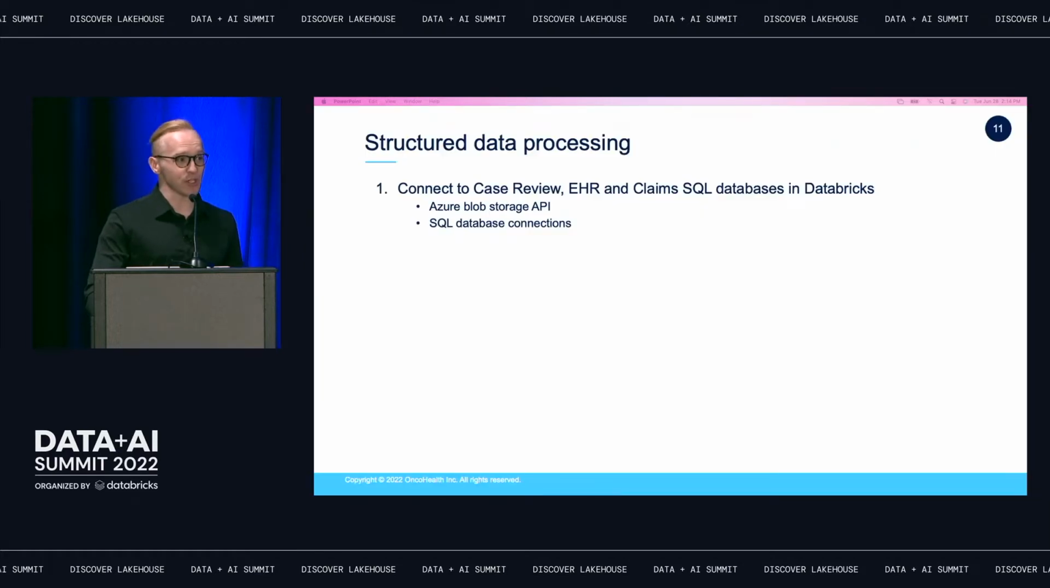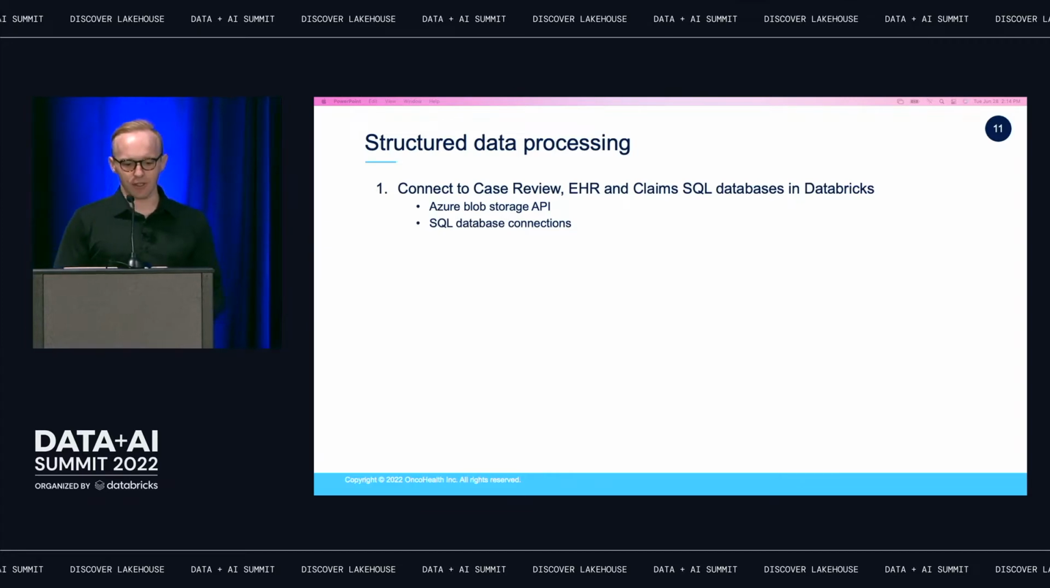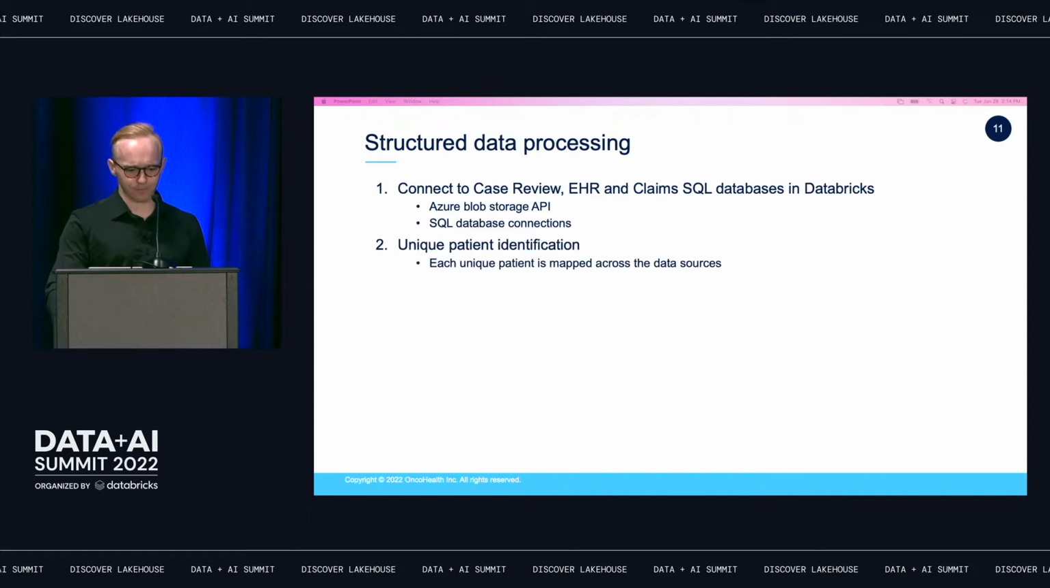So the first step is structured data processing. And this is where Databricks plays a huge help for us in that we use built-in API to connect to a variety of data sources. And for structured data sources, most commonly it's SQL databases that are for EHR, claims, and case review. And we make these connections within Databricks, as well as connect to our cloud storage, which is in Azure, to access documents or any additional Parquet files that are required.